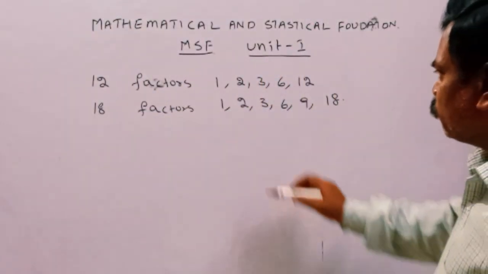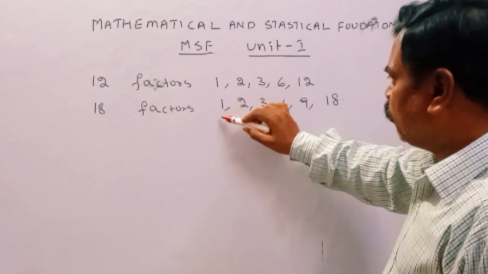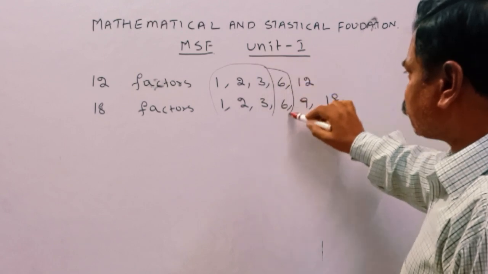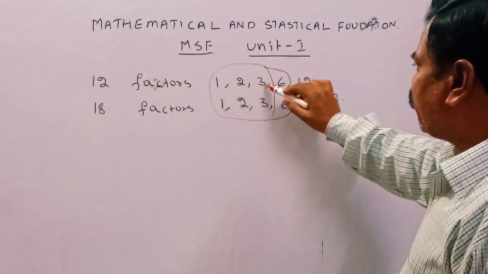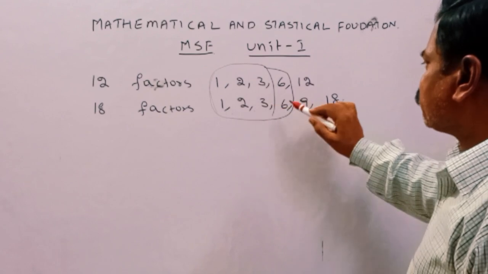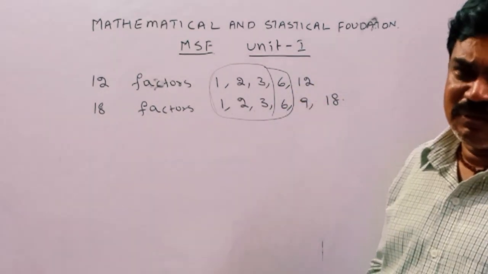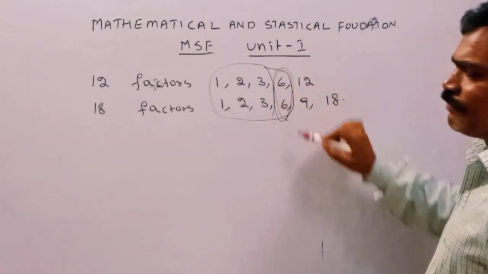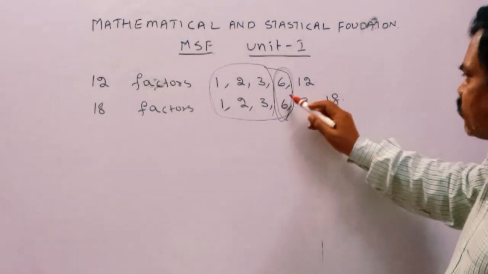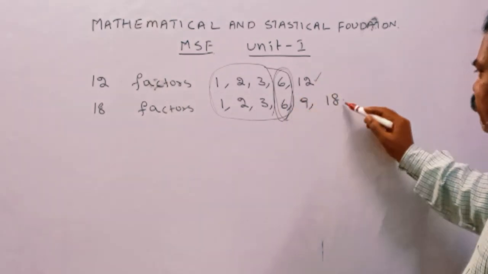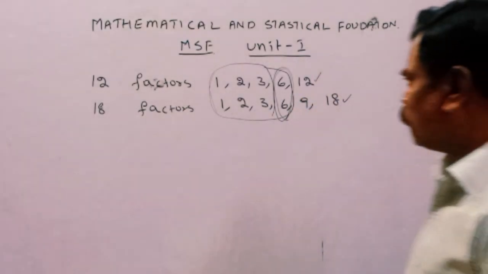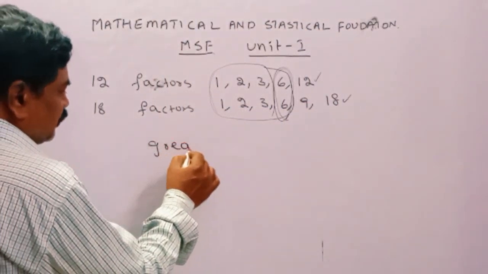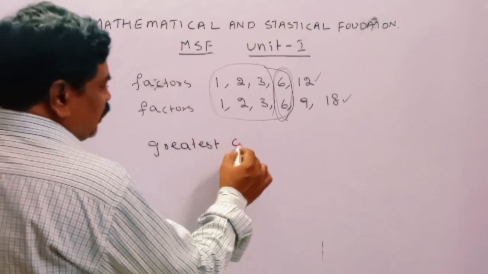Here you see, what are the common factors? 1, 2, 3, 6 are the common factors. Among these common factors, 6 is the greatest common factor, meaning 6 divides 12 and 6 divides 18. So we say this is the greatest common factor.